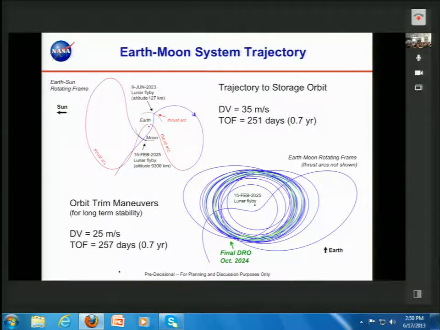But here in the rotating frame, what we can see is, you see my mouse, can you see my mouse pointer? Yeah.